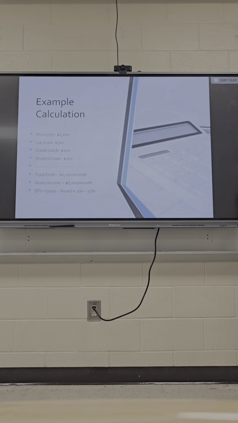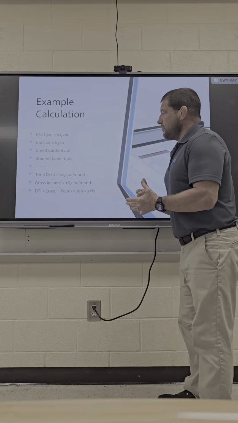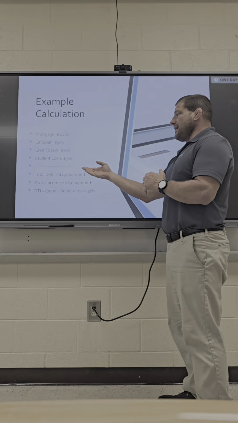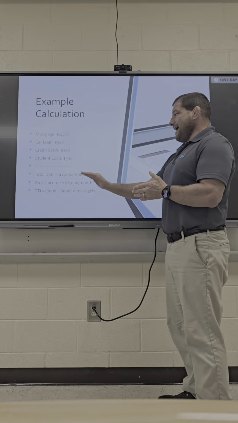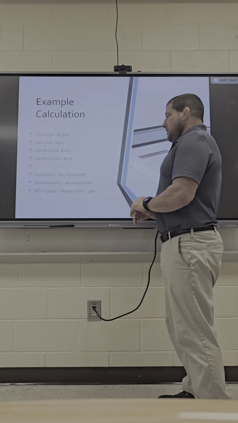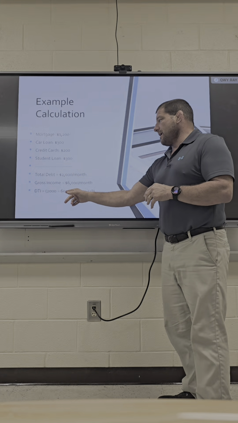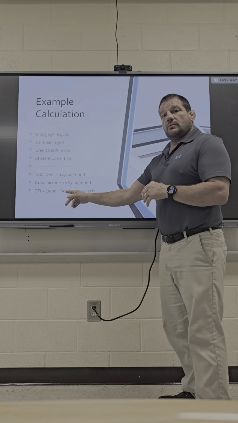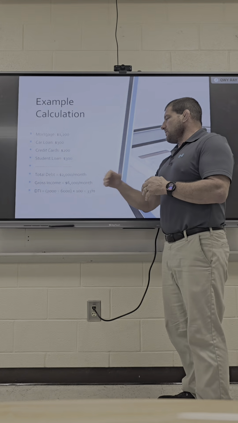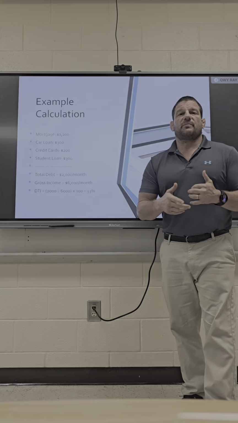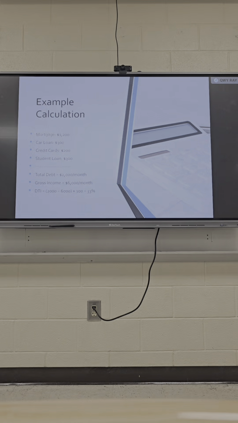So, for example, mortgage is $1,200, car loans $300, credit cards you have $200, student loan $300. Your total debt is $2,000 a month. Your pay is $6,000 a month. That's before any deductions. And so your debt to income ratio is going to be your $2,000 debt, divided by your total amount that you get paid per month, and you multiply that by 100, and that comes out to 33%. So what are the lenders, underwriting, so forth, looking at?